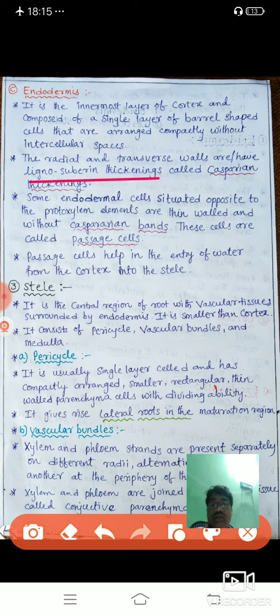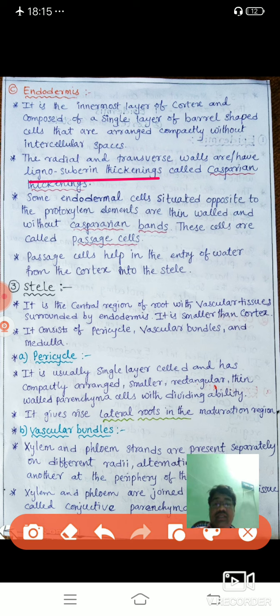This is the most important concept. The radial walls and transverse walls of the endodermis have lignosuberin thickenings, which are called Casparian thickenings. The Casparian thickenings are present in the endodermis. This is the most important concept. So where are the Casparian thickenings located in a monocot root as well as a dicot root? That is the endodermis, the innermost layer of the cortex.